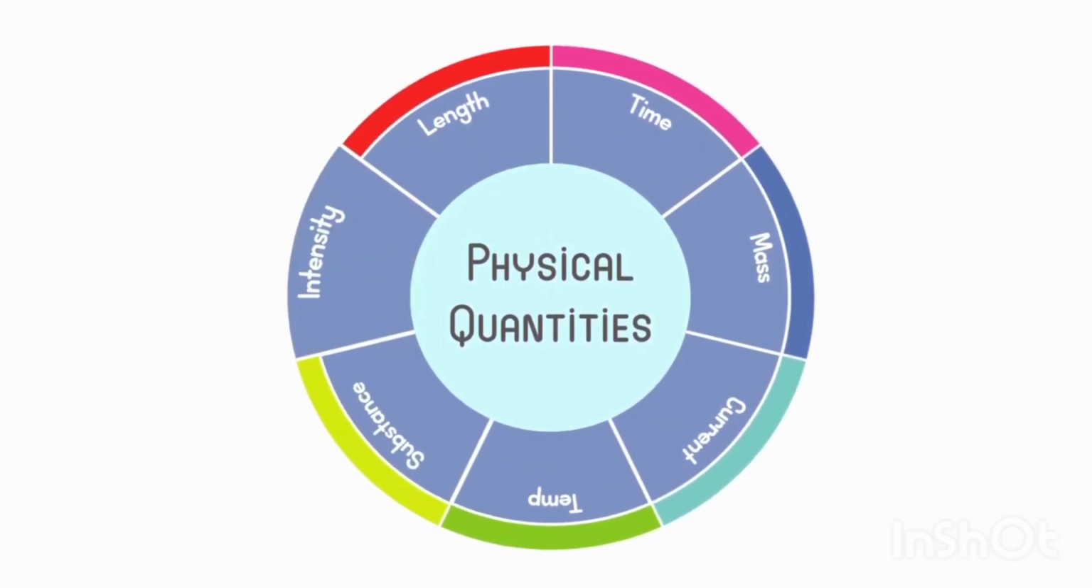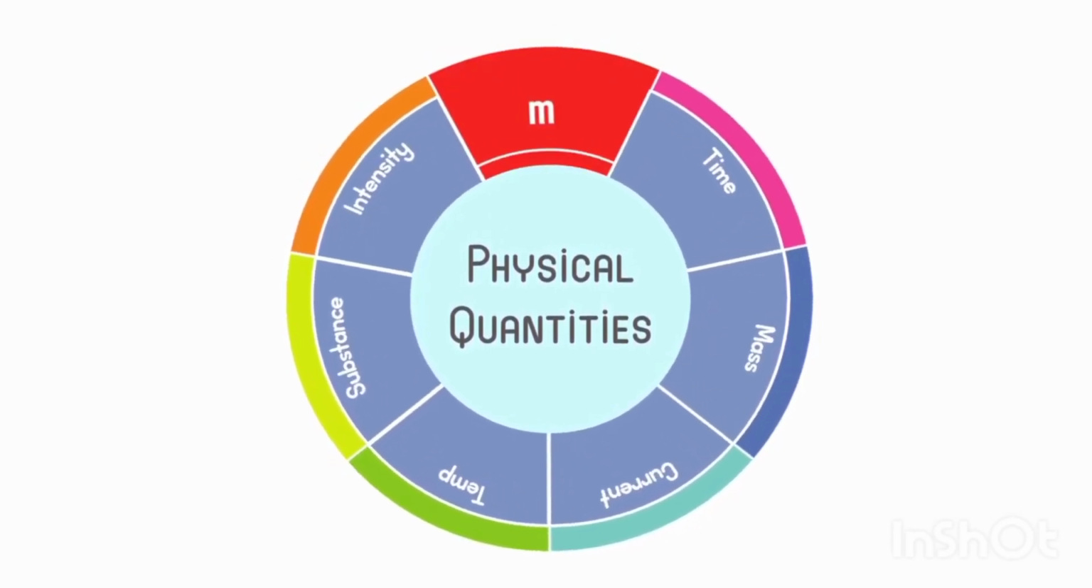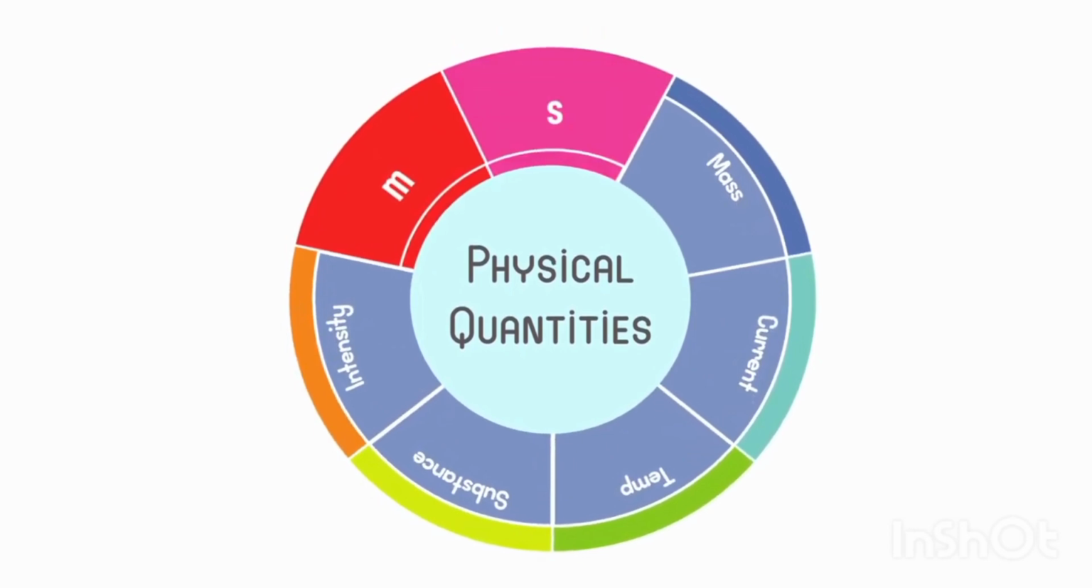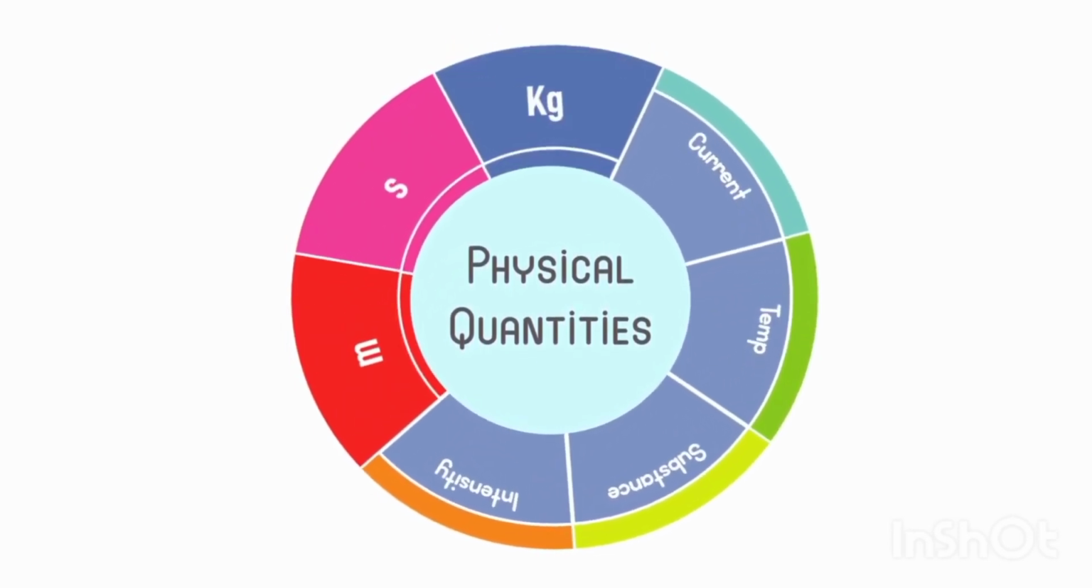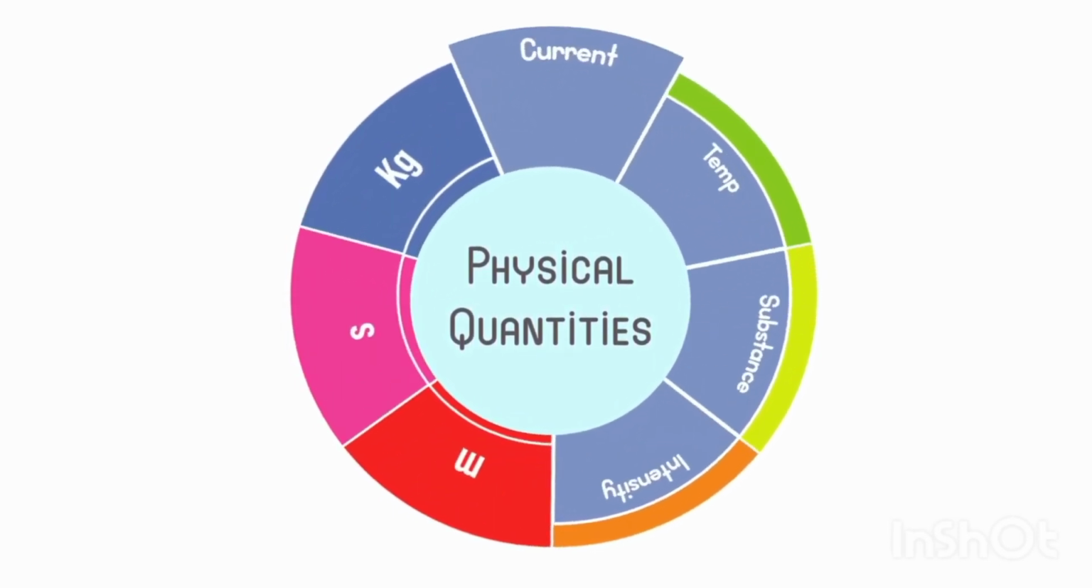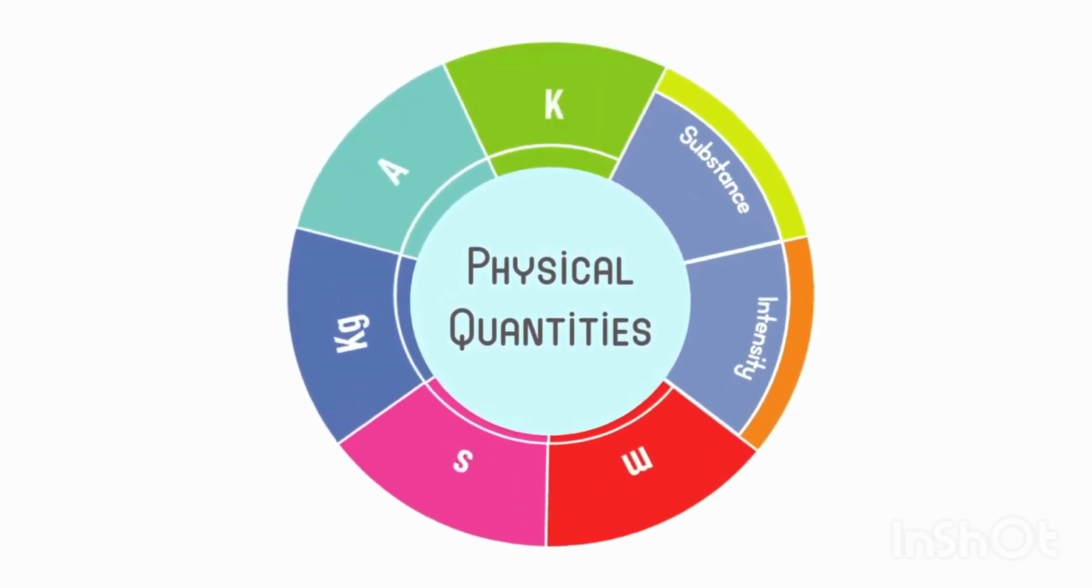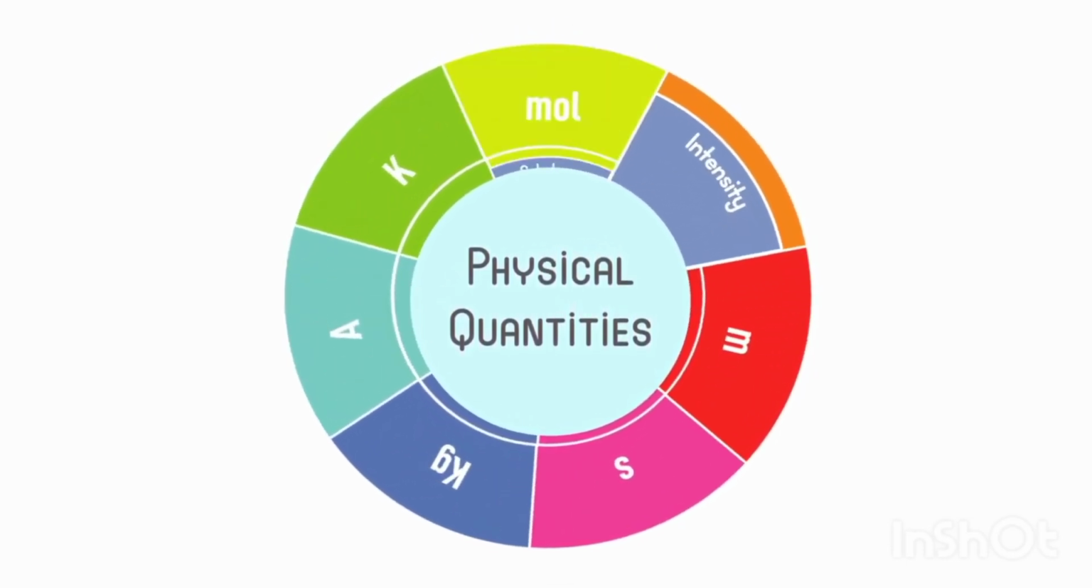Well, length is measured in meter. Time is measured in second. Mass in kilogram. Electric current in ampere. Temperature in Kelvin. Amount of substance in mole. And intensity of light in candela.